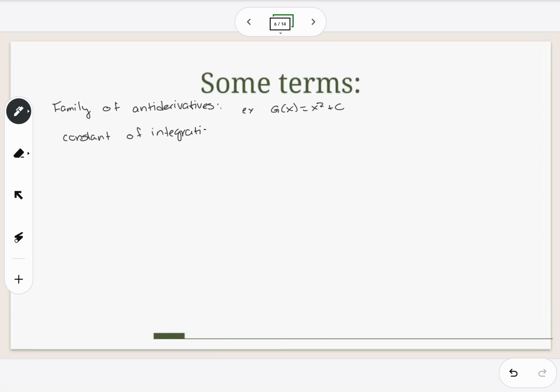So that's the fancy name for it. That just is that c value. Okay, so again, positive, negative, big, small, could be anything. And integration is the same process as anti-differentiation. Okay, so link those ones right now. They're just different words that are explaining the same thing. General antiderivative. That would just be like capital G. That is some kind of function.